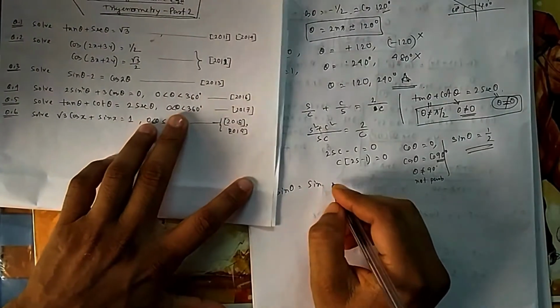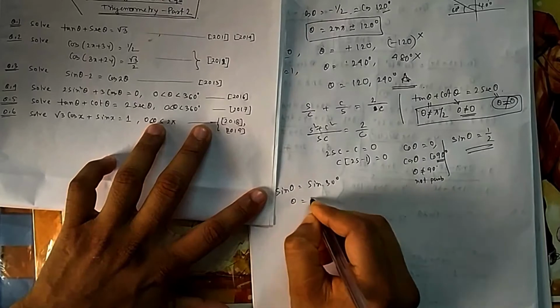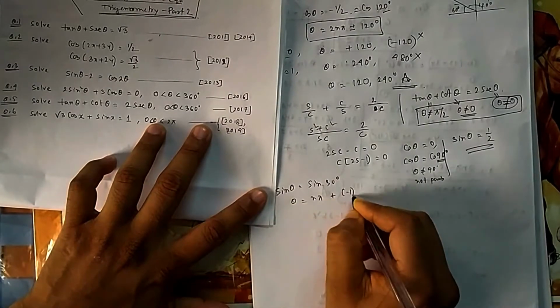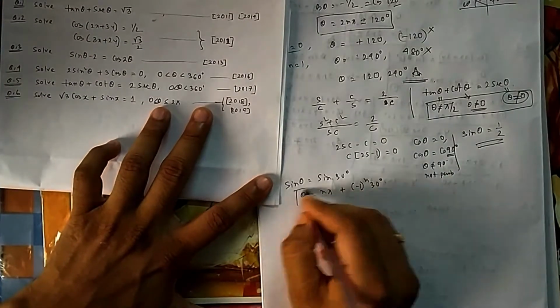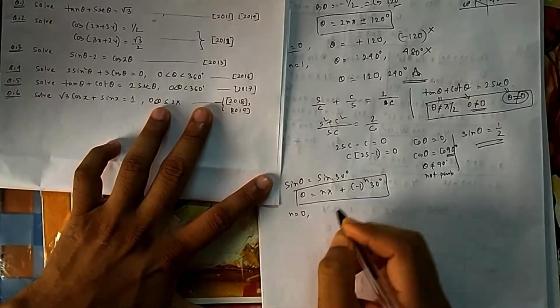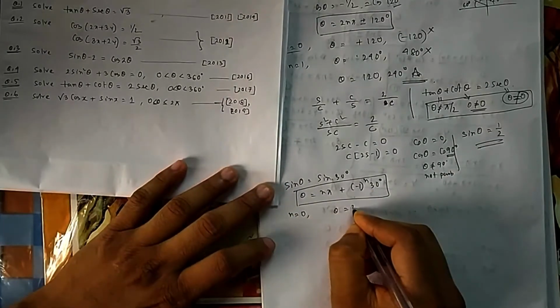So again you have to write it between 0 to 360. So theta is equal to n pi plus minus 1 to the power n 30 degree. So this was the general solution. Again you have to find for n equal to 0. You have to check one by one. For n equal to 0, what will be this one? This one will be theta equal to 30 degree.